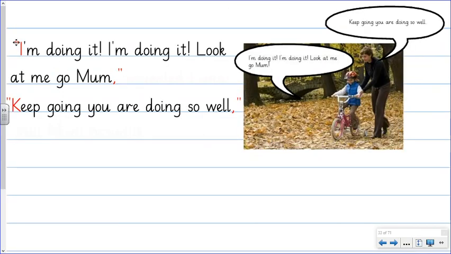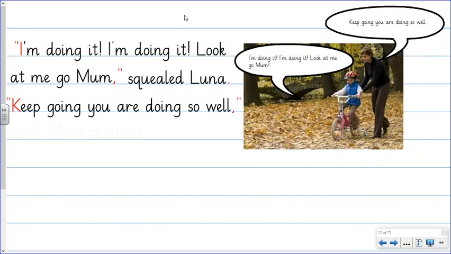Okay, so we have got our first bit of speech here from the little girl, and we've got our inverted commas around what she's saying. We've got our capital letter at the start, and then we have got our piece of punctuation, our comma here. Now, when we're writing direct speech, we also need a reporting clause. So for this, I've put squealed Luna. So I've just named the girl Luna. You can name her anything you like. So now the sentence reads, "I'm doing it, look at me go, Mum," squealed Luna.